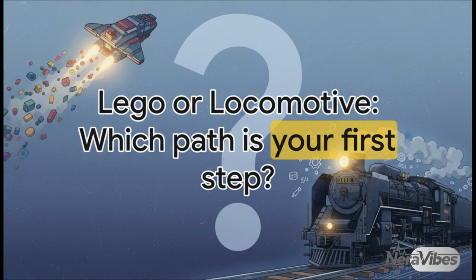All right, that's the end of part 3. You now understand the critical difference between the Lego and the Locomotive approaches to building your agent. This is one of the most important decisions you'll make, and I hope this breakdown made that choice a lot clearer for you.